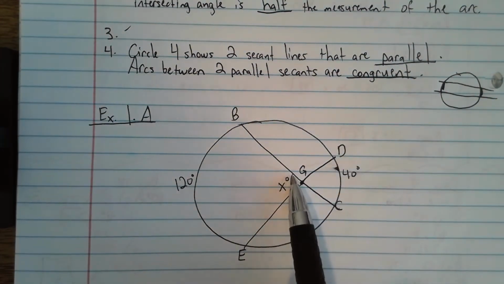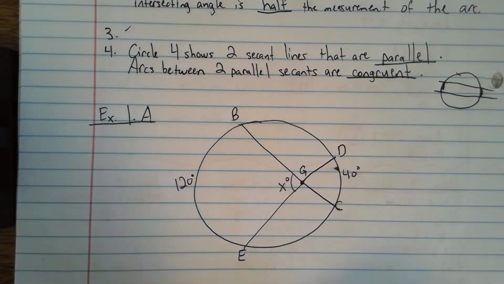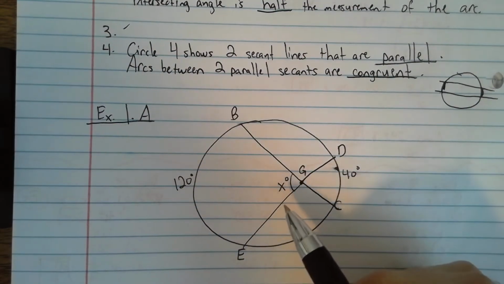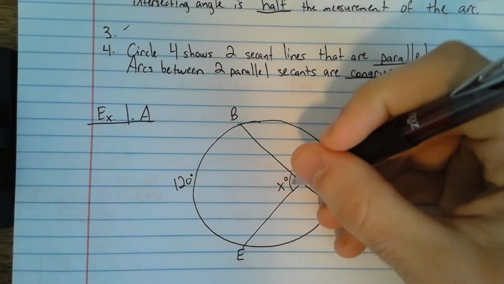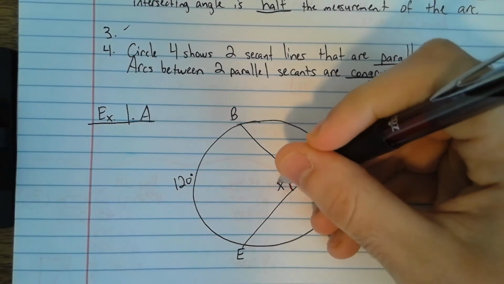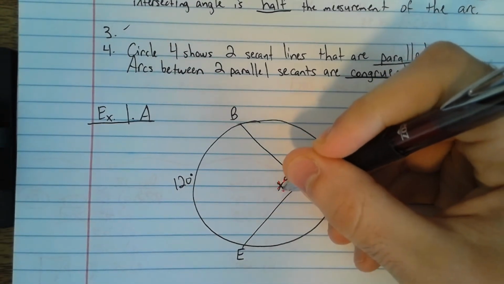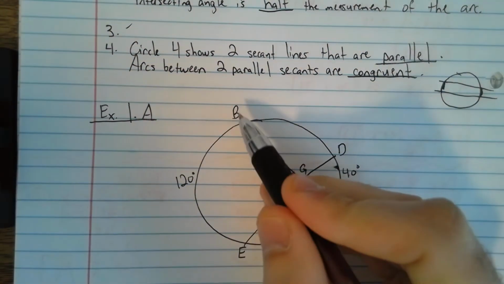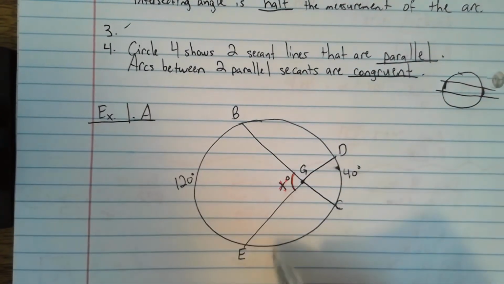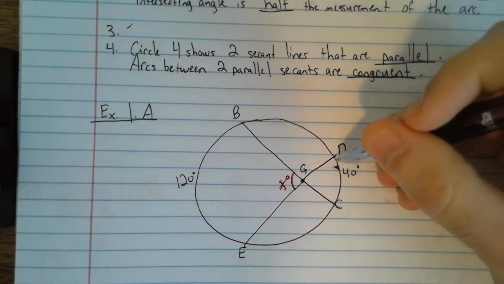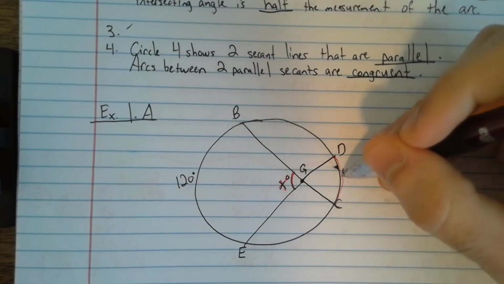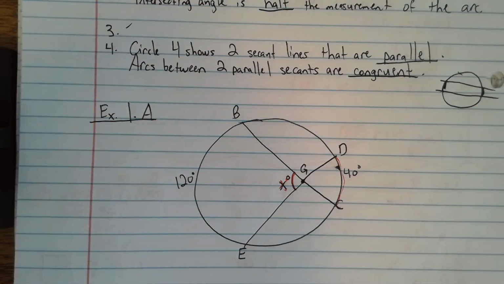So G is just the point where they intersect. You have a few bits of information. We're trying to solve for this angle X degrees right here. This is what we're trying to solve for ultimately. Arc BE is 120 degrees, and arc DC is 40 degrees. That's all we have to work with. How are we going to solve for angle X?